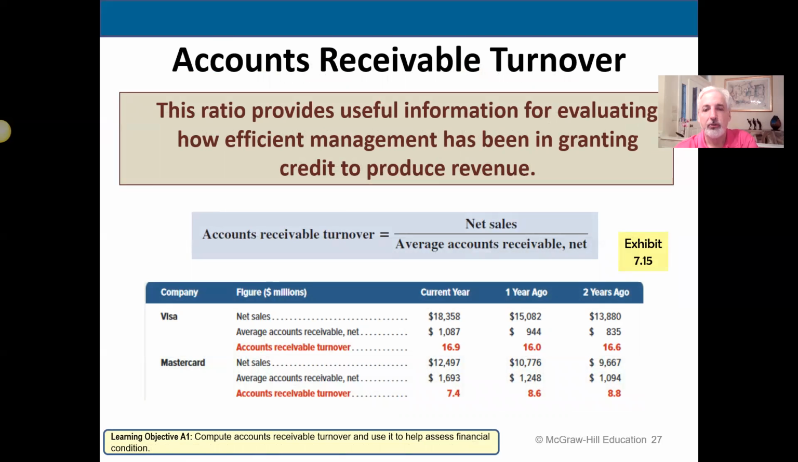Last thing we'll talk about is the receivable turnover. We've got net sales for the year over our average accounts receivable. And remember, when we have an income statement item and a balance sheet item in our ratios, the income statement is for a year, so we have to take an average AR. So we look here and ask, what's our receivable turnover for Visa? Let's see, 16.9. It used to be 16. It's accelerating faster. MasterCard is slowing down. So that gives you an idea of how the receivable turnover works.